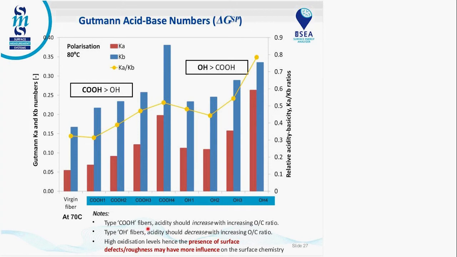What we believe is happening, and we see some other evidence in some SEM images, is that as you oxidize these more and more aggressively, you actually create a high degree of surface defects and surface roughness, and you kind of destroy the carbon fiber. So there may be some other effects going on other than just oxidative effects, and that may be why we see this trend reverse at high oxidation levels for the hydroxyl oxidation.